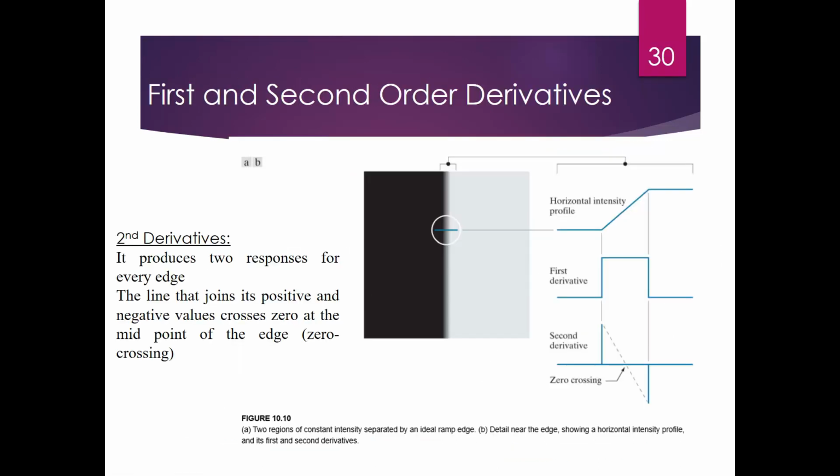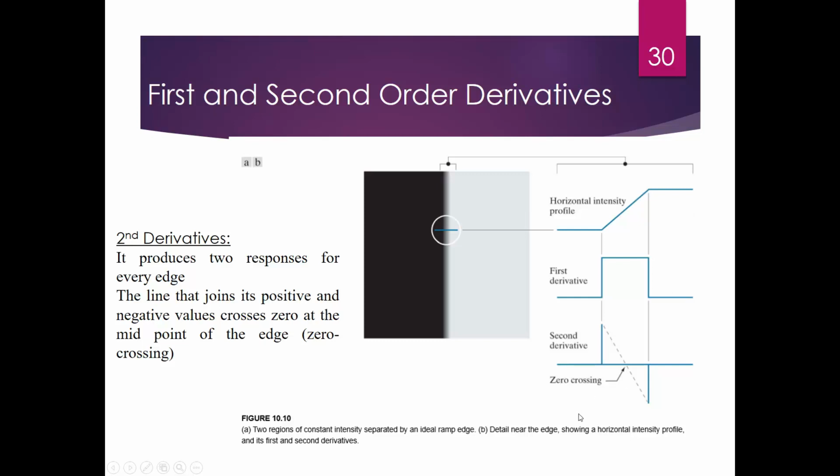Now, as you can see in the figure, there is a ramp edge, and this figure B is the corresponding intensity profile. The figure also shows the first and second derivatives of the intensity profile. Moving from left to right along the intensity profile, we note that the first derivative is positive at the onset of the ramp and at the points of the ramp, and it is 0 in the area of constant intensity.